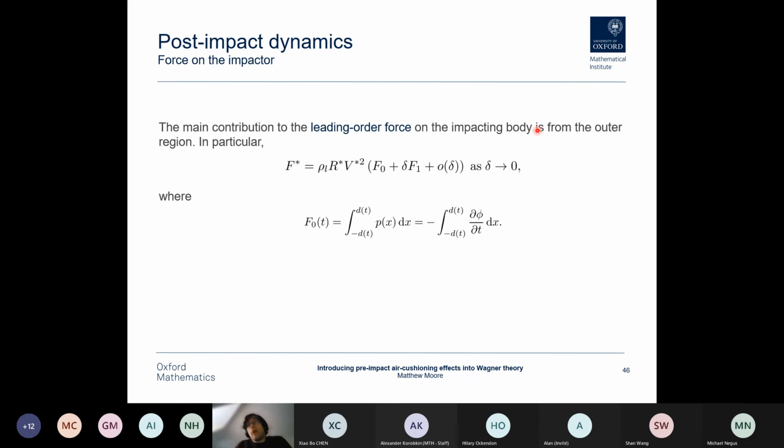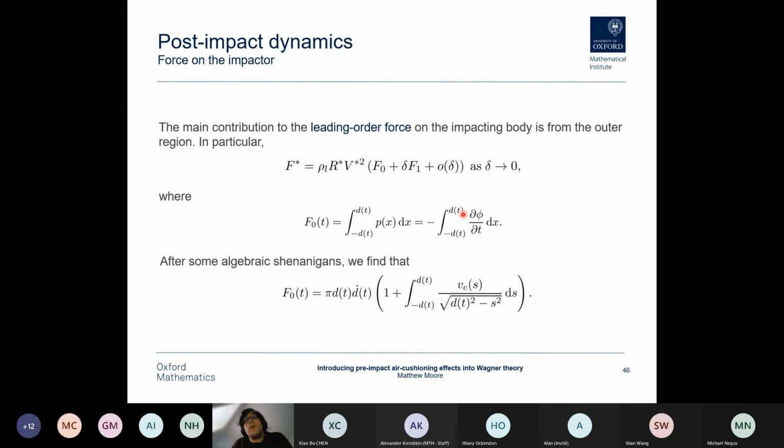So that's all good, but now we want to use that to work out what the leading order force on the impactor is. If you expand the force on the body, the dominant term is from the outer region, which is because it's a large pressure, order 1 over delta, over a sufficiently large contact area. You can do some manipulation of the complex variable solution to find that the expression for the leading order force on the body is given by this.